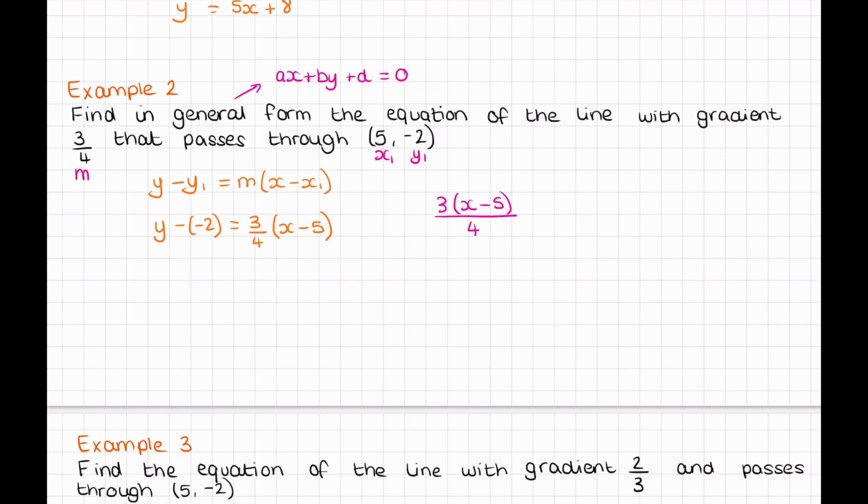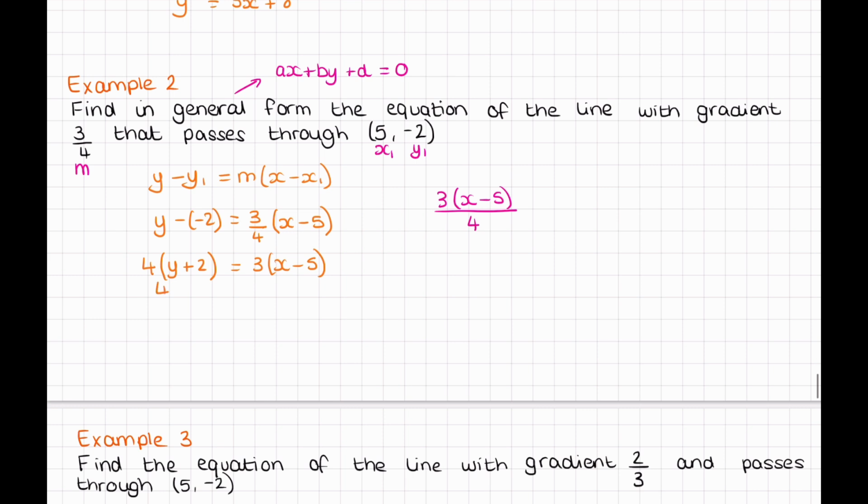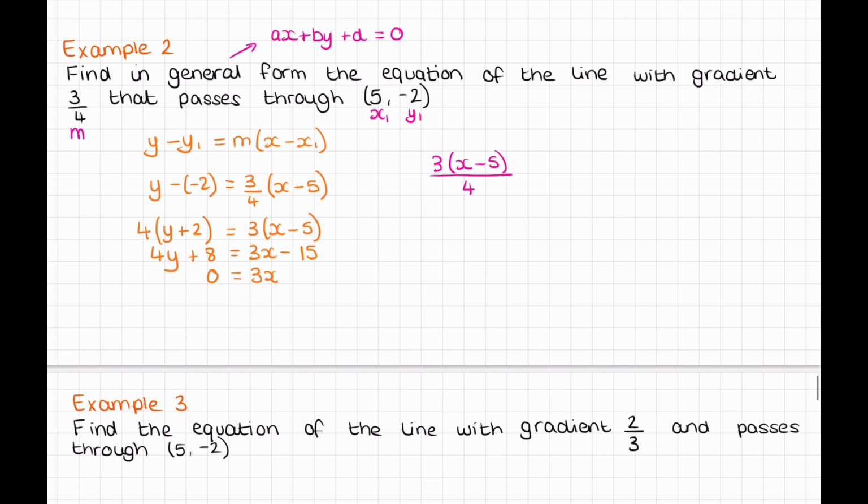So if I want to get rid of that divide by 4, all I have to do is multiply by 4 to both sides, which means we'll end up with 4 bracket y plus 2 equals 3 bracket x minus 5. Now I've got rid of the fraction, it makes expansion and rearranging just a little bit simpler. Expand the bracket: 4y plus 8 equals 3x minus 15. And then we just want to move everything to the one side of the equation. I have positive 4y on the left-hand side, so we'll have minus 4y on the right-hand side when we move it across.